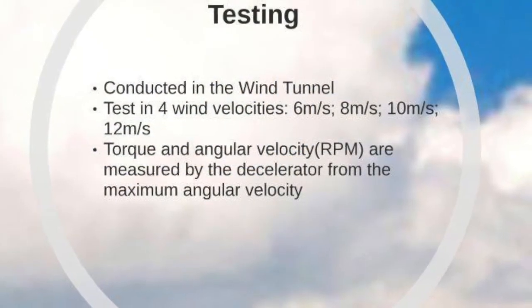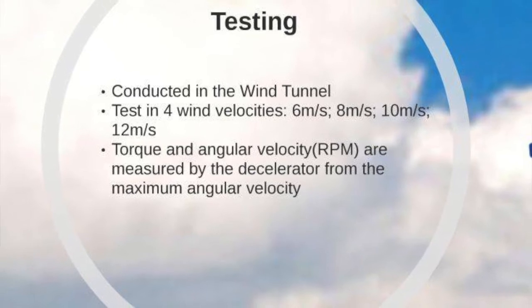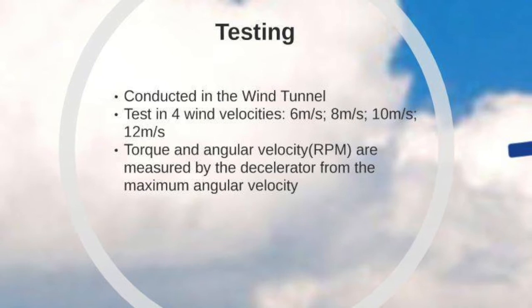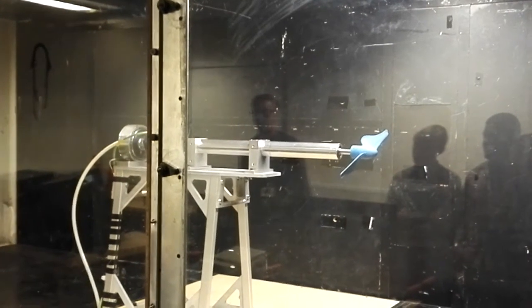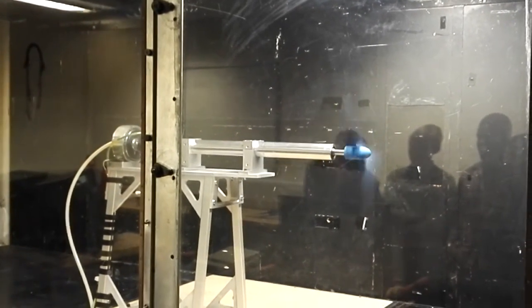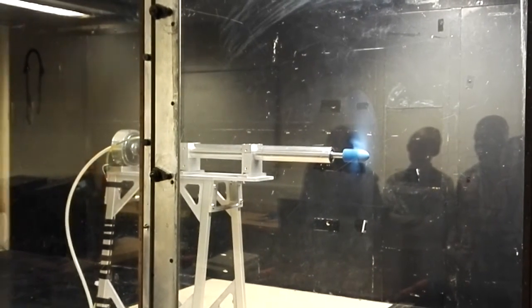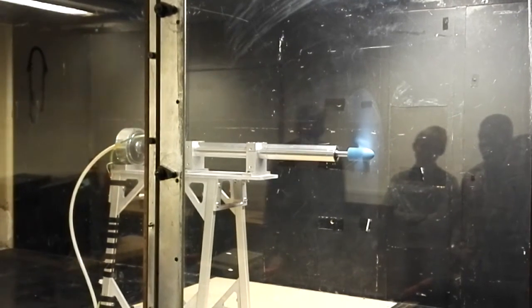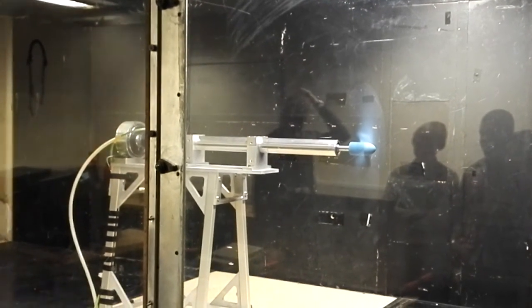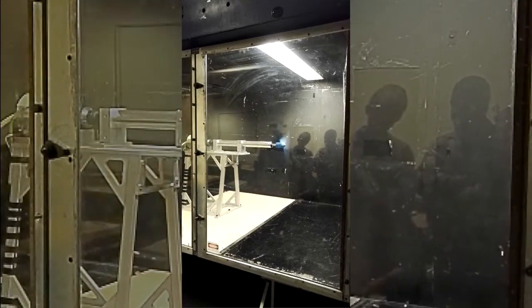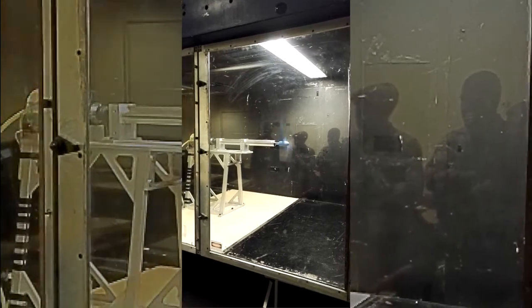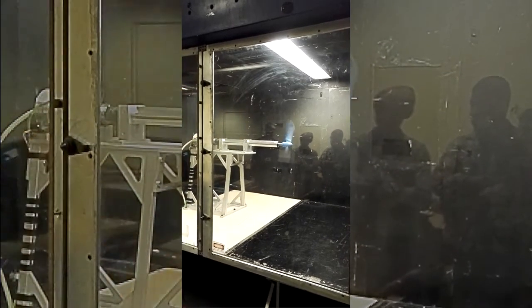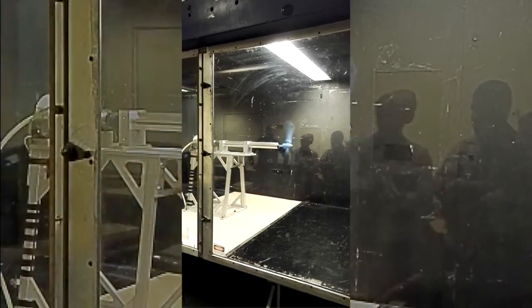Testing is conducted in the wind tunnel. The wind turbine is mounted on the shaft. Let's test at wind speeds of 6, 8, 10, and 12 meters per second. Since the diameter of the wind turbine is small, it cannot self-start at a wind speed of 10 meters per second. A small touch is applied on the wind turbine to enable the turbine to start rotating. The wind turbine is allowed to spin freely until it registers its maximum angular velocity. The brake is applied manually until the wind turbine reaches minimum operating angular velocity.